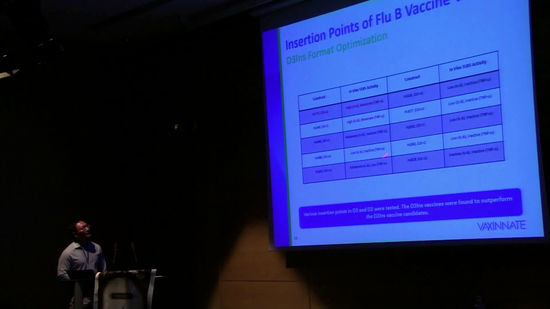So we screened the vaccine variants by in vivo TLR5 assay, and also by an NF-kB assay. As I mentioned before, the NF-kB assay is not very discriminative because they both fold independently, fold well. But the cytokine assay actually gives you a good indication of which one behaves the best. So in our screening, we found the D3 insertion variants outperform the D2 insertion variants.